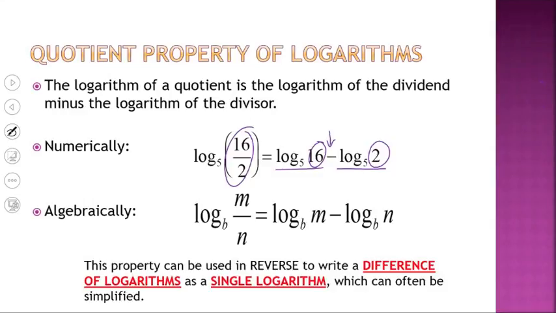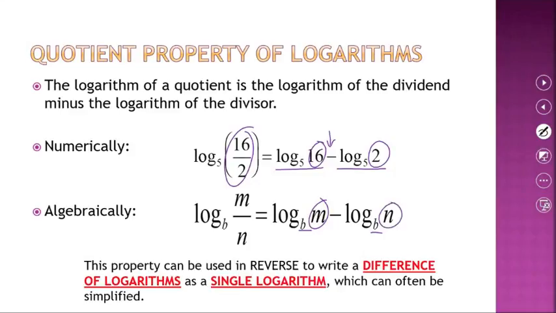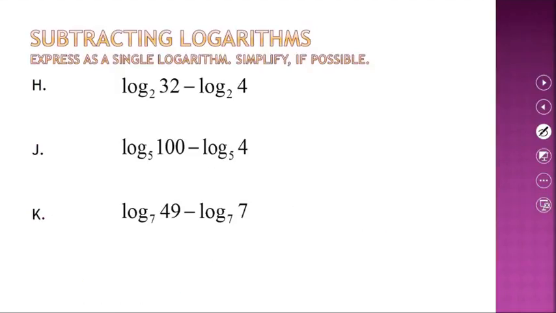So again, this only works if the bases are the same, but you take the numbers in those logarithms and you divide them when you see a subtraction sign. It's kind of counterintuitive, but again, we're talking about exponents here, and they don't necessarily abide by the same rules.